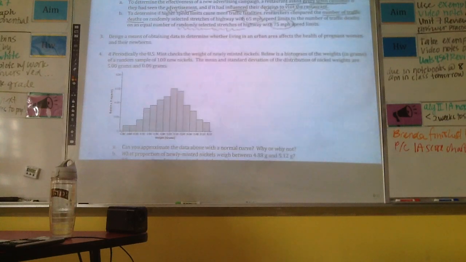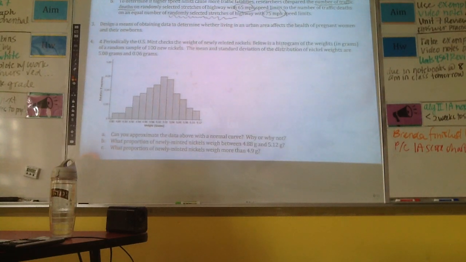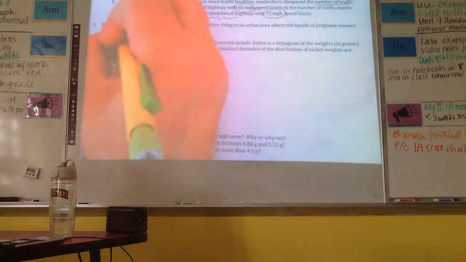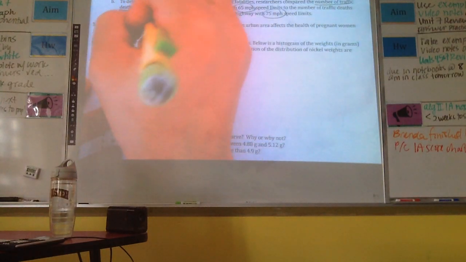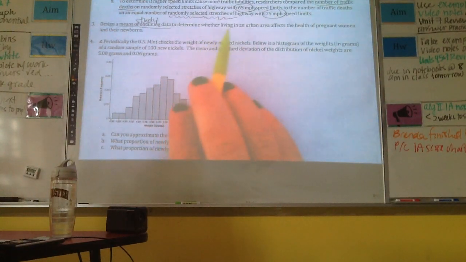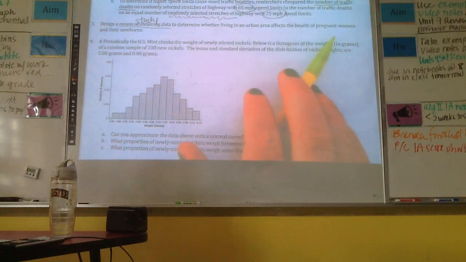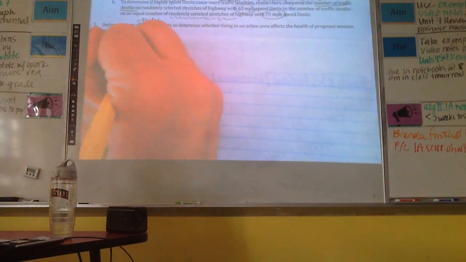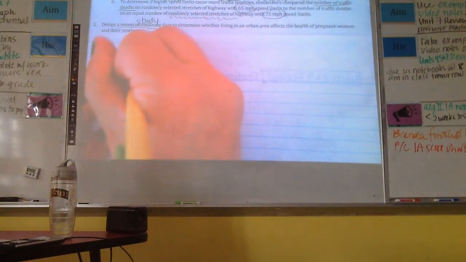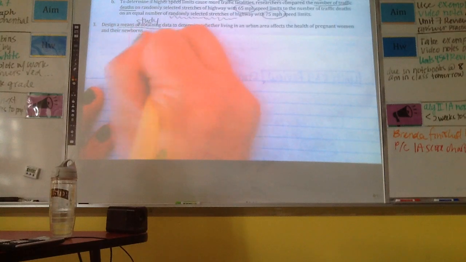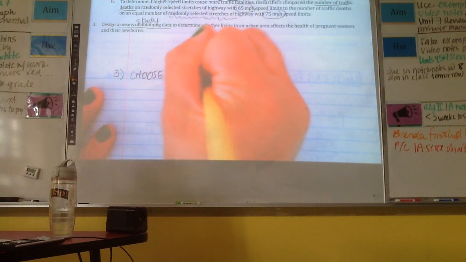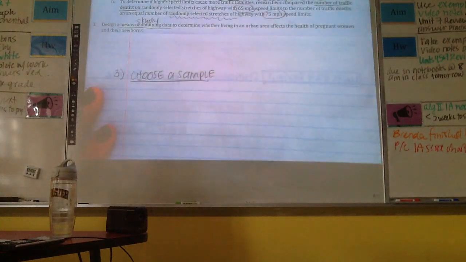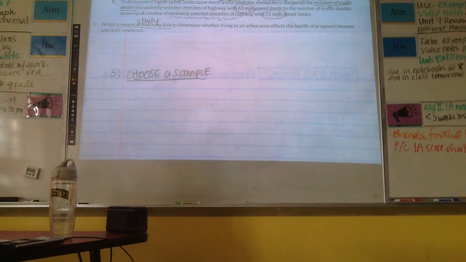Okay. Question 3. Design a means of obtaining data. That sounds like we're designing a study to determine whether living in an urban area affects the health of pregnant women and their newborns. All right, we know that if we're designing a study, we need to do 3 things. The first thing we need to do is choose a sample. Who's going to participate in this study? Well, we would have to have people that we have data about, right?